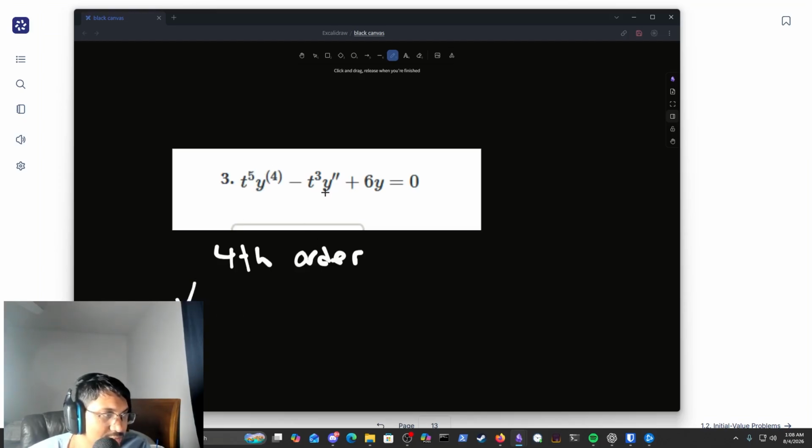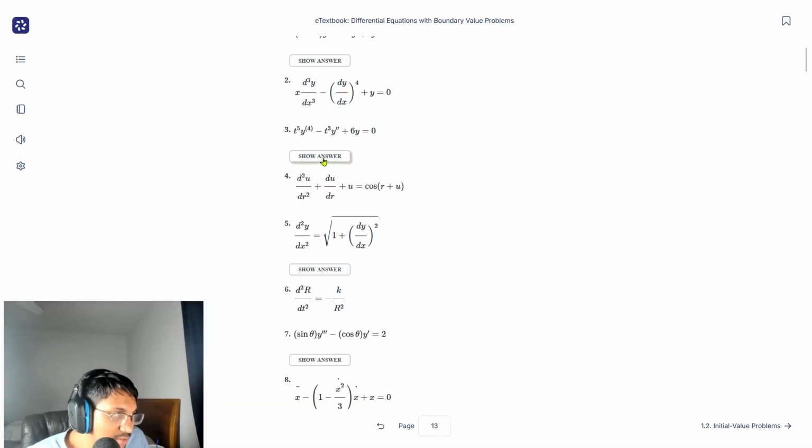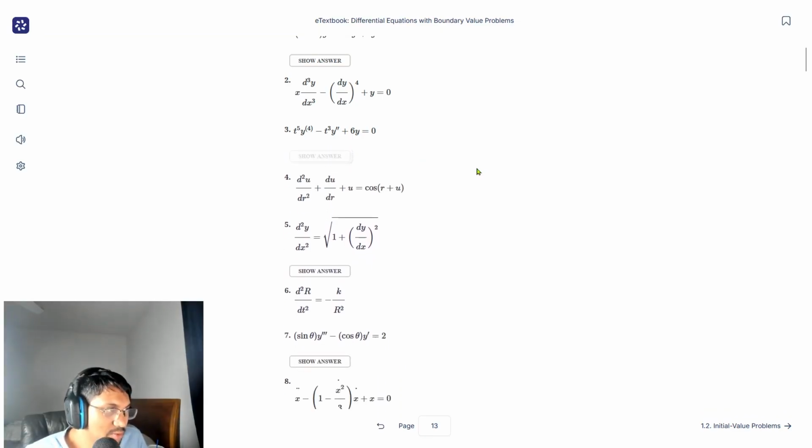And then we move on to negative t to the 3rd times y, or the second derivative of y, or y prime prime. Again, y is just being scaled off of t again. So that part's fine. And then we have 6y, it's just being scaled off the constant 6. So that's fine. So we say that this is a 4th order linear differential equation. And then if we open this up, linear 4th order.